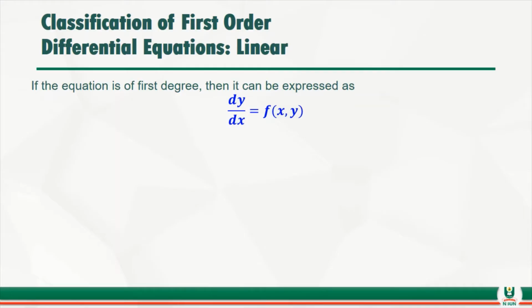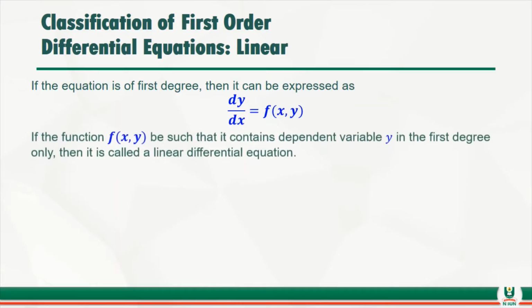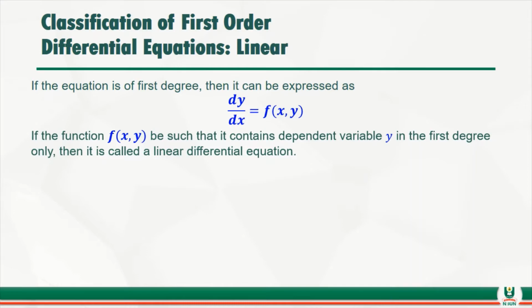Now, if you have dy/dx equals f(x, y), that particular function f(x, y) depends on y. But in this case, y is in first degree. What does that mean? It means that what we have in there is y raised to power 1. In that case, we can refer to this as linear, because if the function f(x, y) has a y inside of it, and everywhere y is raised to power 1, that is why we mean that y must be in the first degree. Then we refer to this as linear.